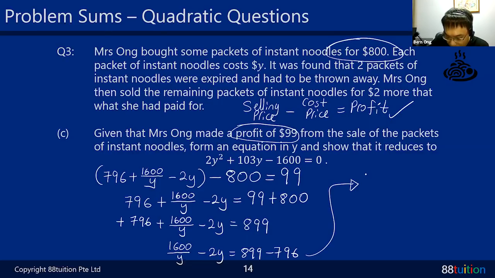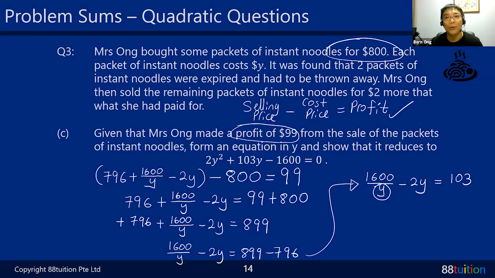All right, so eventually you receive this as your final equation. 1600 over y minus 2y is equal to what? Press your calculator. Don't be shy. So you have 899 minus 796. The answer will be 103. I don't like this y below.